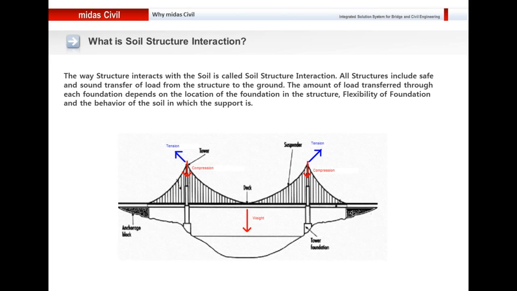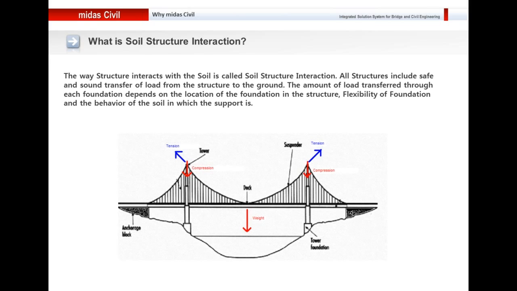Now, there are several textbook definitions that I could have talked about here, but the simplest of all that I could find was: the way a structure interacts with the soil is called soil structure interaction. It's very simple and self-explanatory. As I said, all structures involve safe and sound transfer of load from the structure to the ground, and the amount of load transferred through each foundation depends on the location of the foundation in the structure, the flexibility of the foundation, and the behavior of the soil where the support is applied.